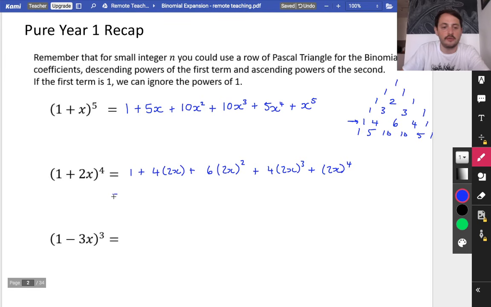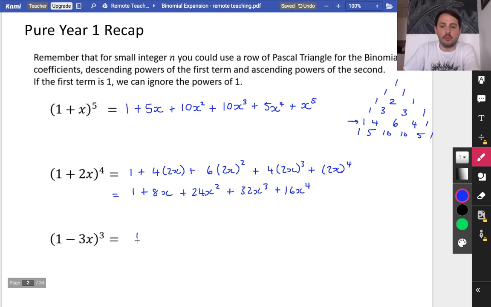So just doing some simplifying here, that's going to be 1 plus 8x. 2 squared is 4, multiply that by 6 is 24, so that's 24x squared. 2 cubed is 8, and 8 times 4 is 32, so that's 32x cubed, and 2 to the power of 4 is 16, so you get 16x to the power of 4. Same thing kind of down here, except we're going to be using this row.